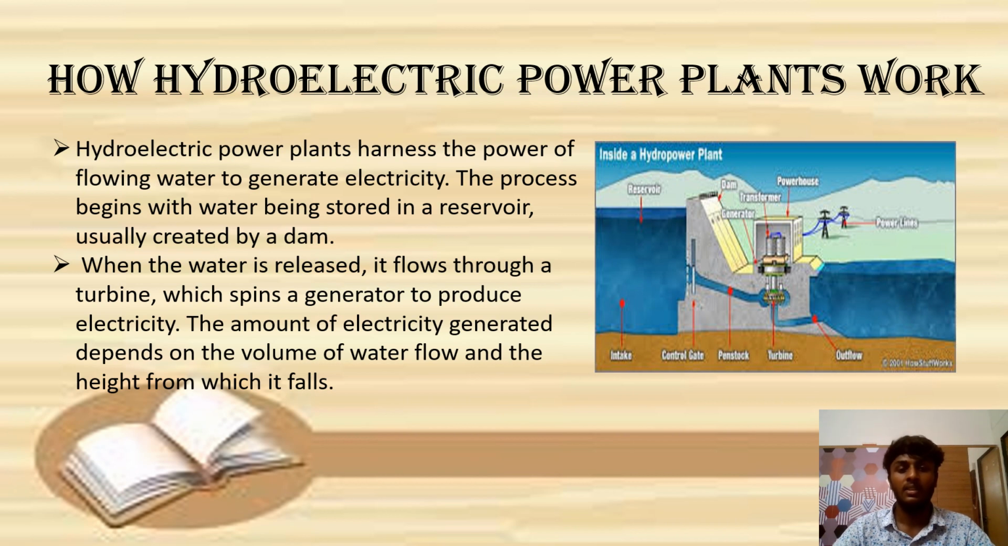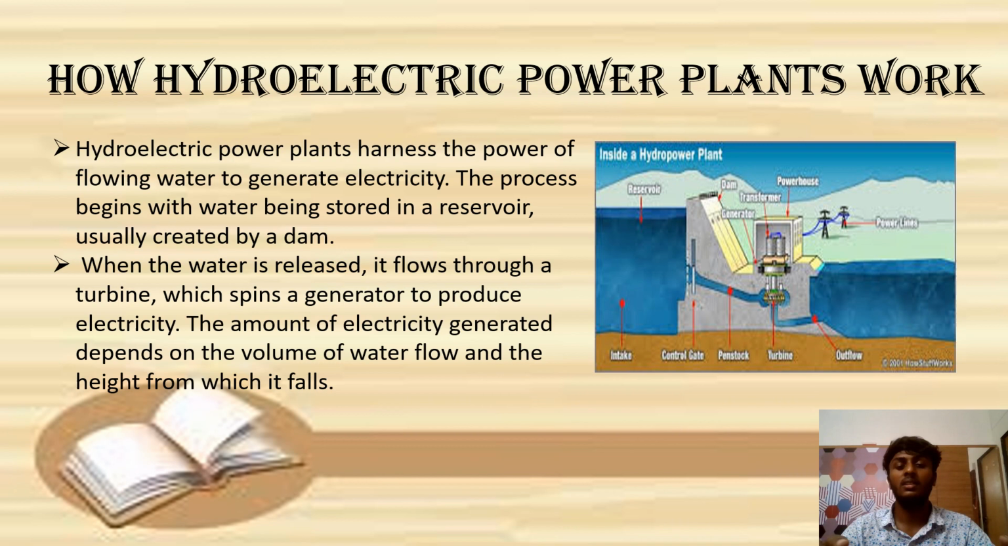Now turbines. The high pressure water in the penstock is directed towards one or more turbines. Turbines are large machines equipped with blades or buckets that are turned by the force of flowing water. The water's kinetic energy is converted into mechanical energy as the turbines rotate.